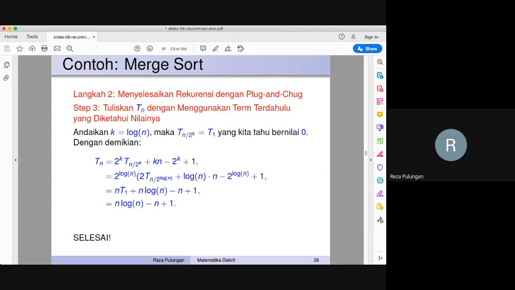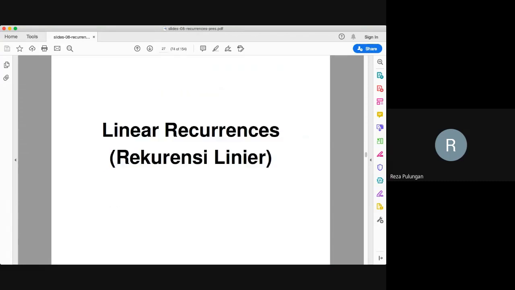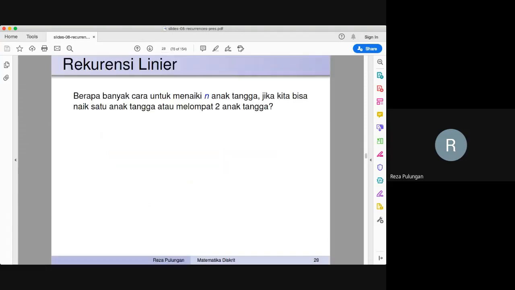But the problem is sometimes there is a specific form of recurrence and then a specific way of solving it that results in a very simple method. This is what we are going to see later. So this is basically the next part. We are going to see linear recurrences and how to solve them.